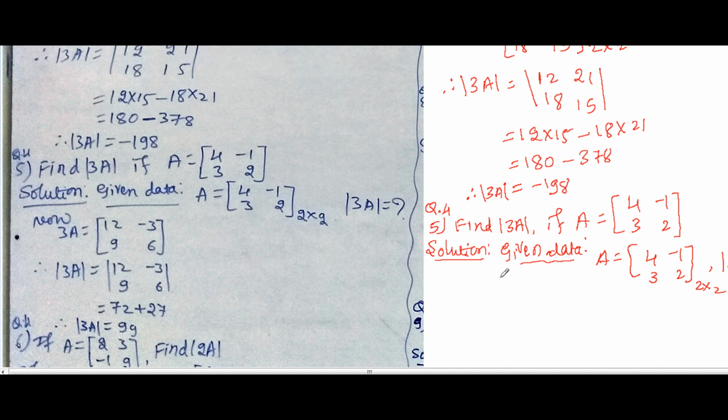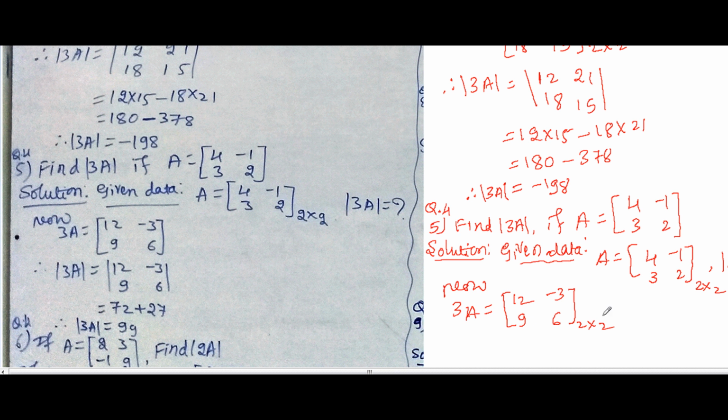Okay, again we shall find 3A first. 3A is equal to, what we have to do, again 3 has to be multiplied to all these elements. So 3 into 4 that is 12, 3 into minus 1 that is minus 3, 3 into 3 that is 9, 3 into 2 that is 6. So the order of this is 2 by 2.